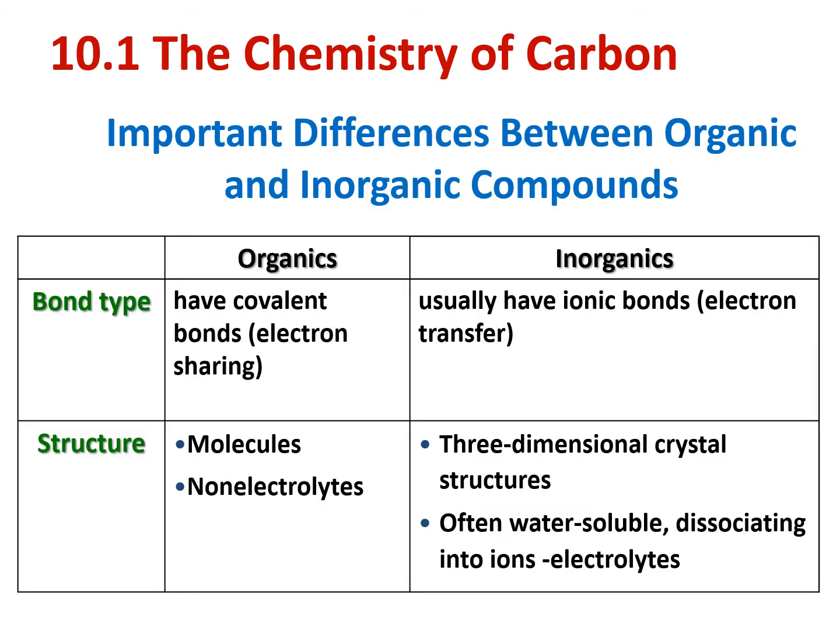Next up are some important differences between organic and inorganic compounds. The first difference is the type of bond that is present between them. Organic molecules mostly have covalent bonds inside them, and on the other hand, the inorganics usually have ionic bonds. And we all know that covalent bonds are formed by electron sharing, whereas the ionic bonds are formed by the transfer of electrons.